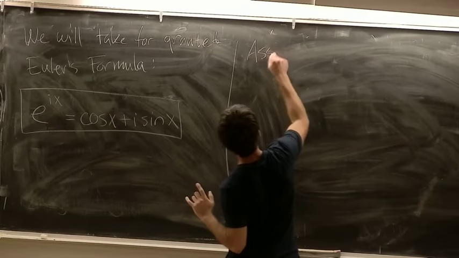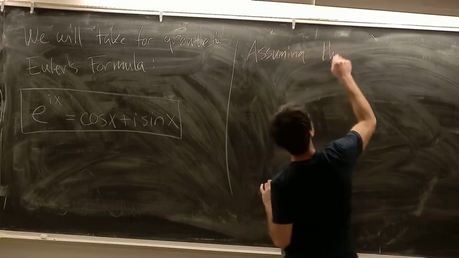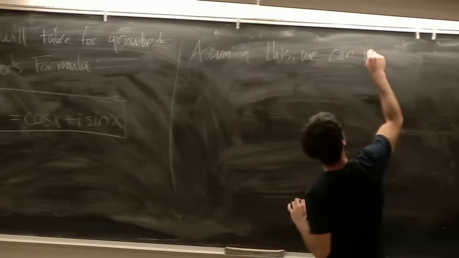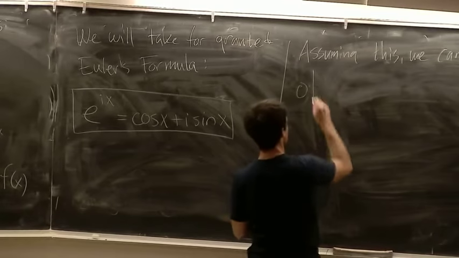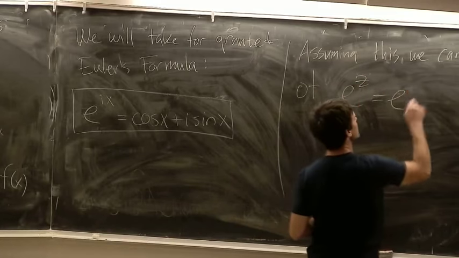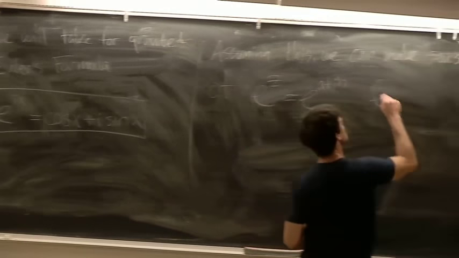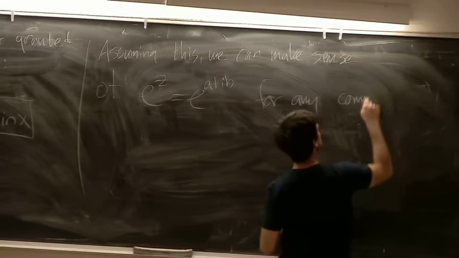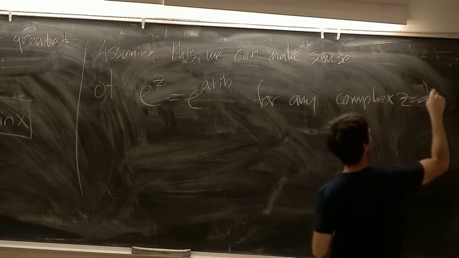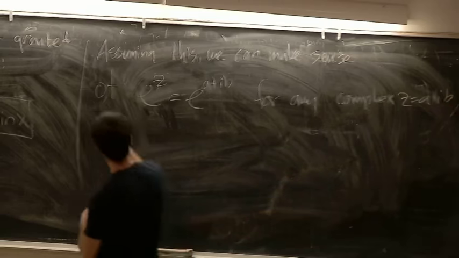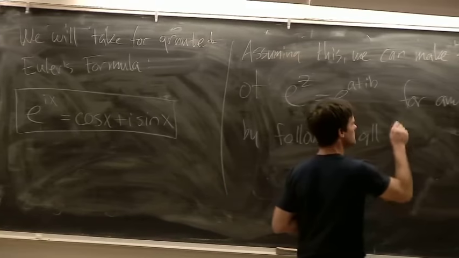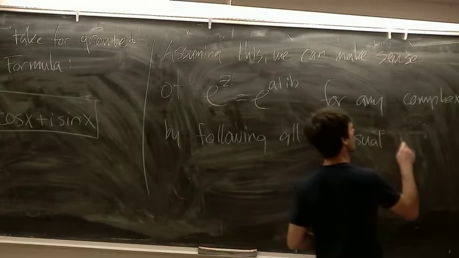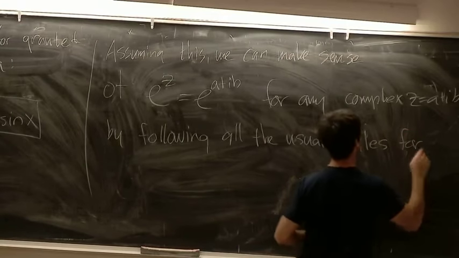And okay, and then here's the rule. So assuming this, we can make sense of e to the z, or e to the a plus ib, for any complex number z equals a plus ib, by following all the usual rules for exponents.